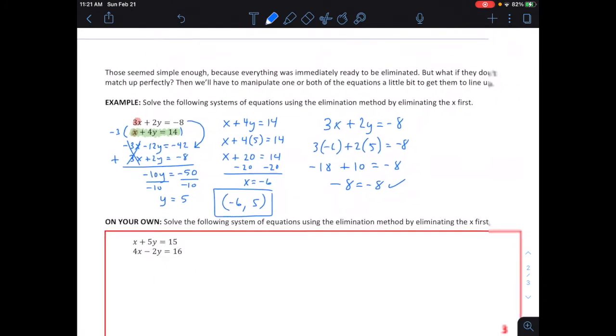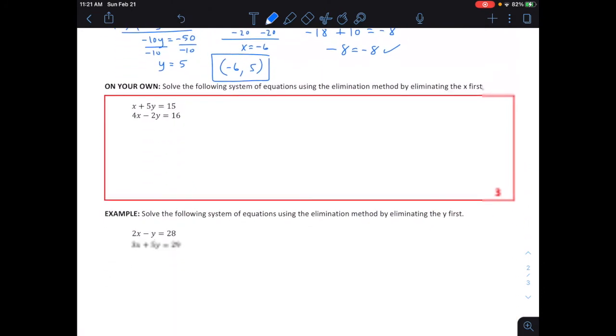All right. This one, you have to do on your own. It tells you to solve the following system of equations using the elimination method by eliminating the x first. So figure out what you are going to have to multiply one of those equations by to eliminate the x. And when you are done, turn the video back on and we'll go over another example.